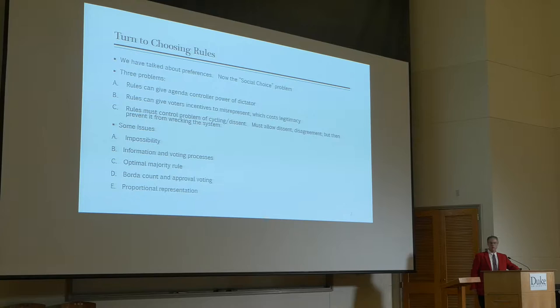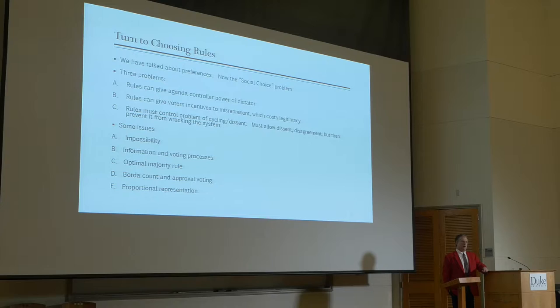So, the things I'm going to talk about today are impossibility, Arrow's theorem, information and voting processes, how voting processes produce information, the problem of optimal majority rule, an alternative to majority rule, which is called the Borda count, and approval voting, and a little bit about proportional representation, which many countries around the world use. But the reason we're talking about this is that we've seen that preferences in and of themselves do not imply a determinate outcome.